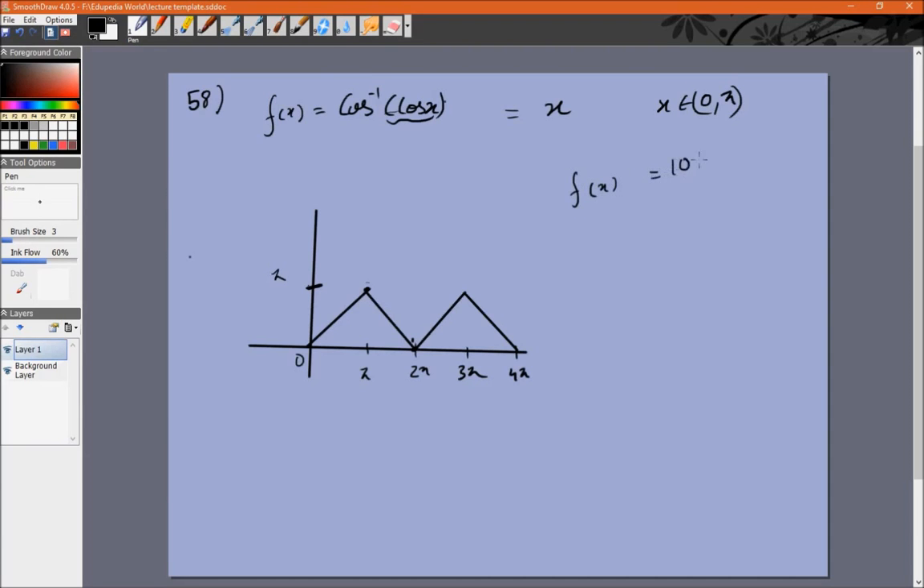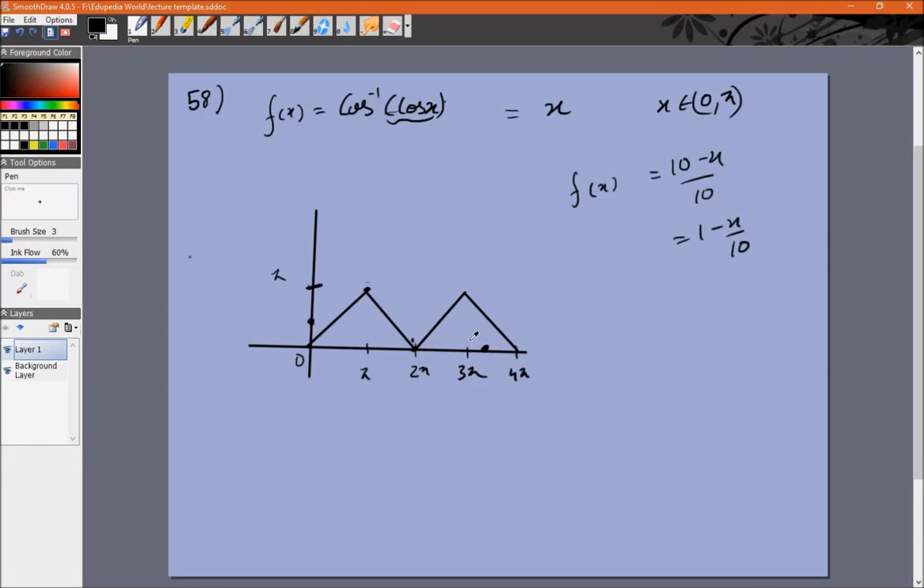f of x is (10 minus x) by 10, which is 1 minus x by 10. So it has a small slope, a slope of minus 1 by 10. At x is equal to 10, its value is 0, sorry, not 1, 0. When is x 10? That is somewhere along this line. And when x is equal to 0, its value is 1. This is pi, this will be 1 somewhere here. So the graph basically is like this.